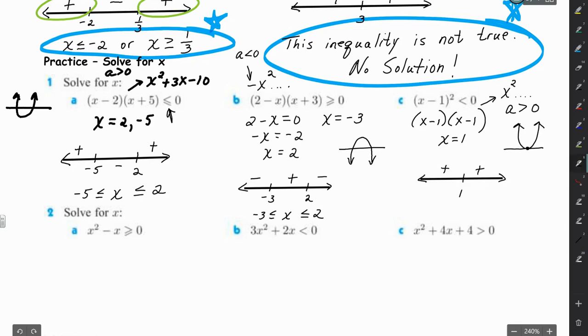Now we go back and we read the inequality. We want to know where this quadratic is less than 0. Well, as you can see from our sign diagram, it's not negative anywhere. So this one is no solution.